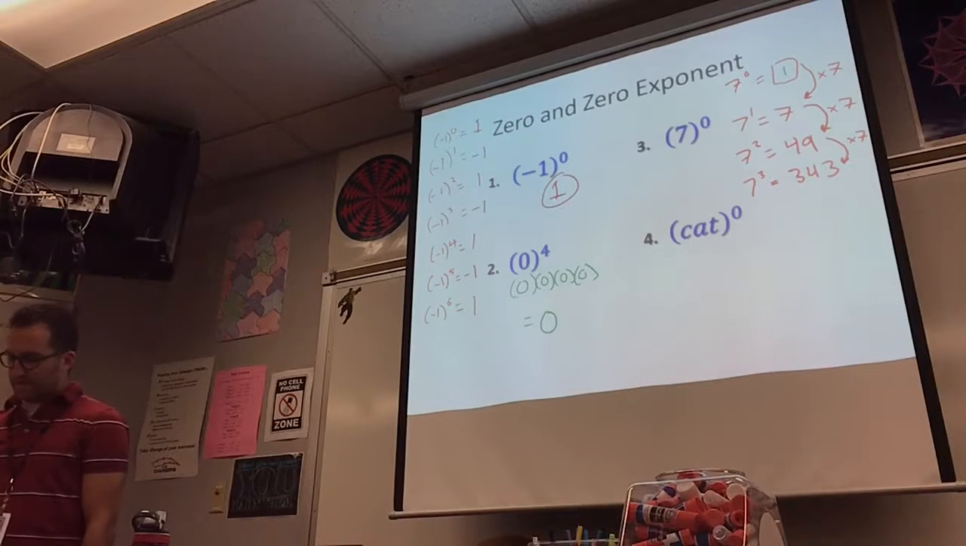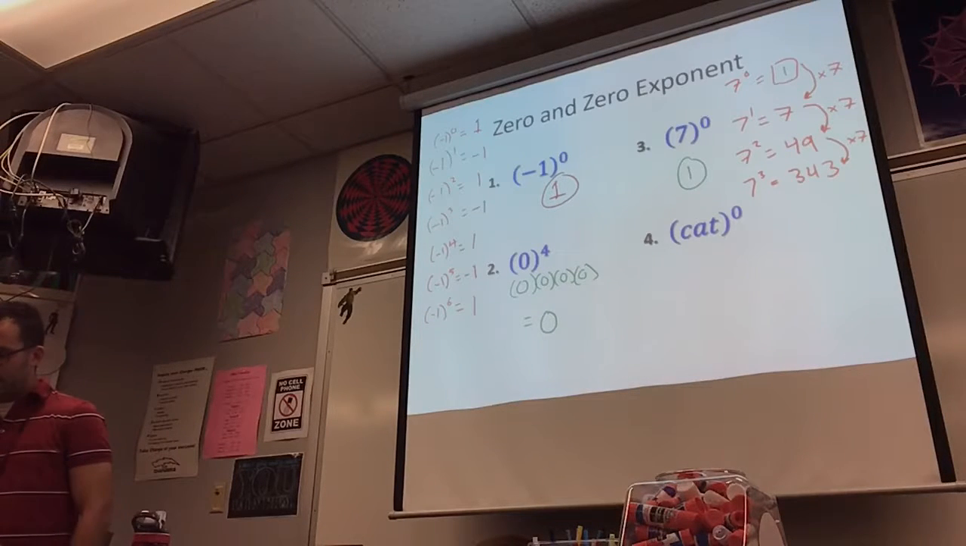Let's look at 2 really fast. So the answer, by the way, is 1. 2 to the first is 2. 2 squared is 4. 2 to the third is 8. 2 to the fourth is 16.